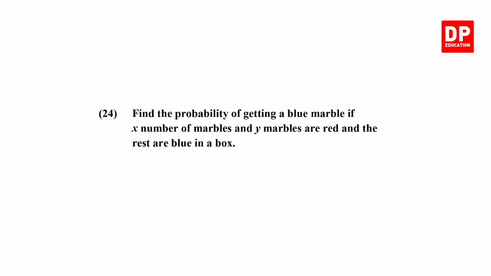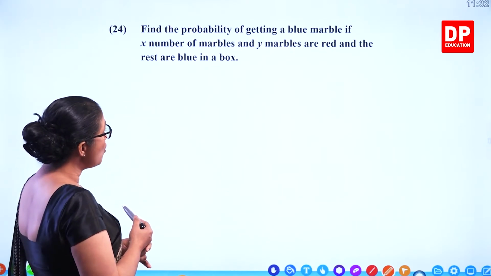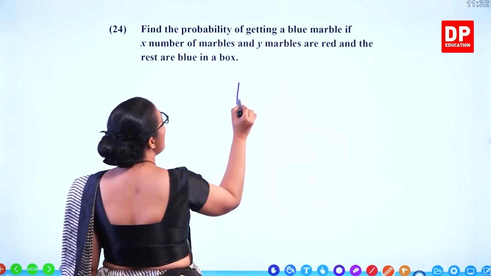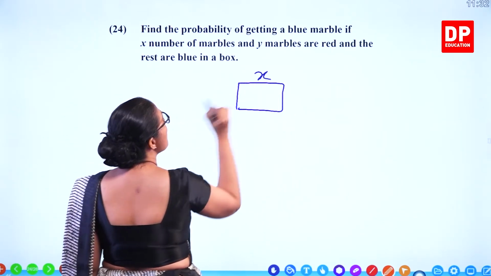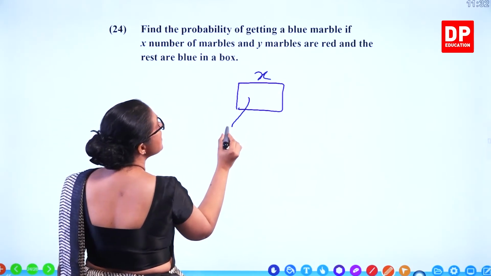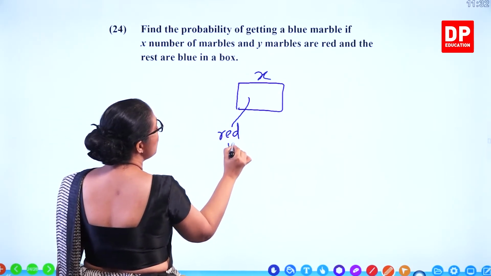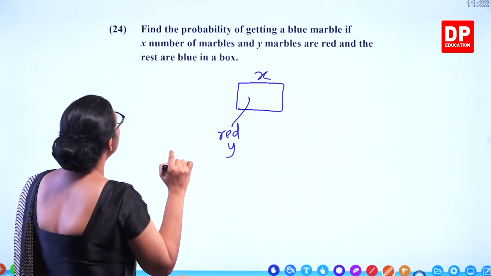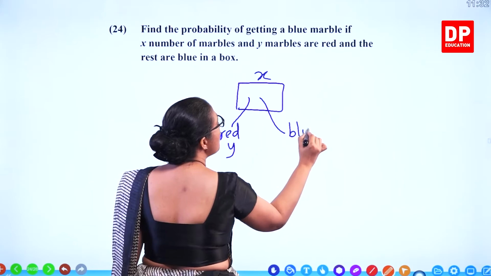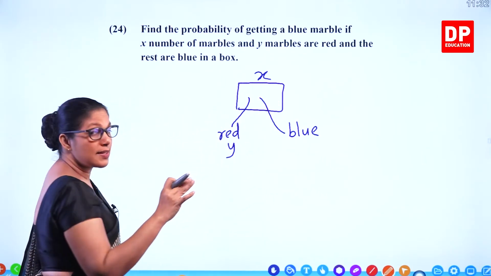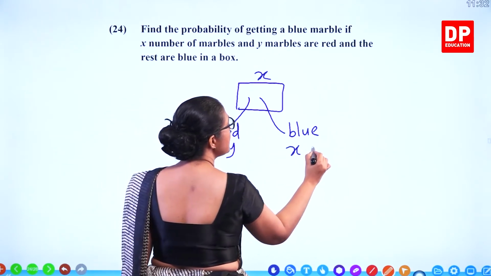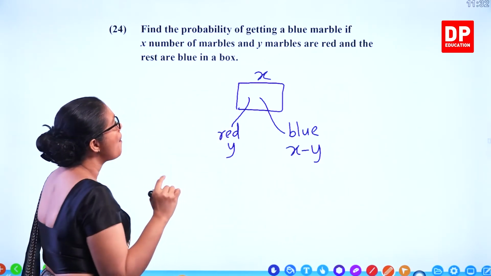Question number 24. Find the probability of getting a blue marble if x number of marbles are there altogether, out of which y marbles are red and the rest are blue. So how many blue marbles are there? Altogether x. Y marbles are red. So you need to subtract: x minus y marbles are blue.